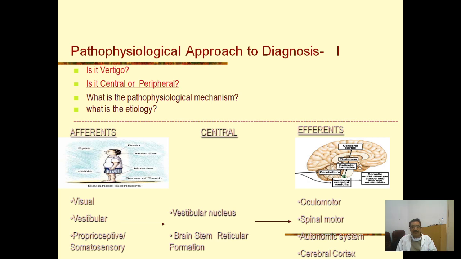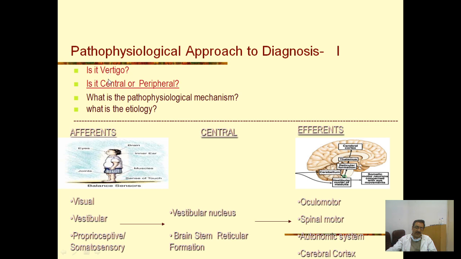Similarly, the cerebral cortex, where I will perceive that motion, and the autonomic system, wherein in severe stimulation I might feel a little bit nauseous, as tends to happen when we go on a merry-go-round or something, by excessive stimulation. So another key slide, eh?